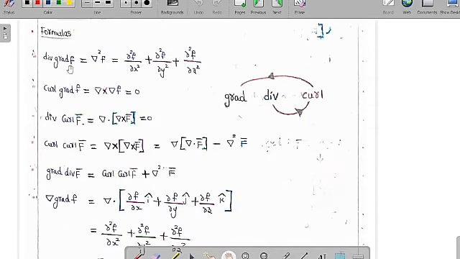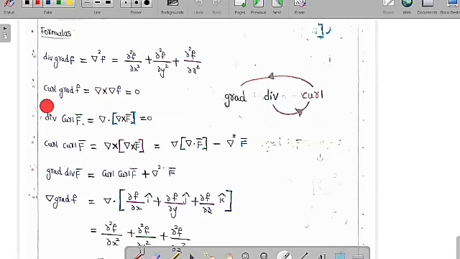Now some more important points. The divergence of gradient of any scalar function, which is del dot of del f, you can also call del square f, which is dou square f by dou x square plus dou square f by dou y square plus dou square f by dou z square. We have learned three important concepts: first the gradient, then the divergence, and then the curl. The curl of gradient of any scalar function will always be equal to 0, and the divergence of the curl of any vector function will always be equal to 0.